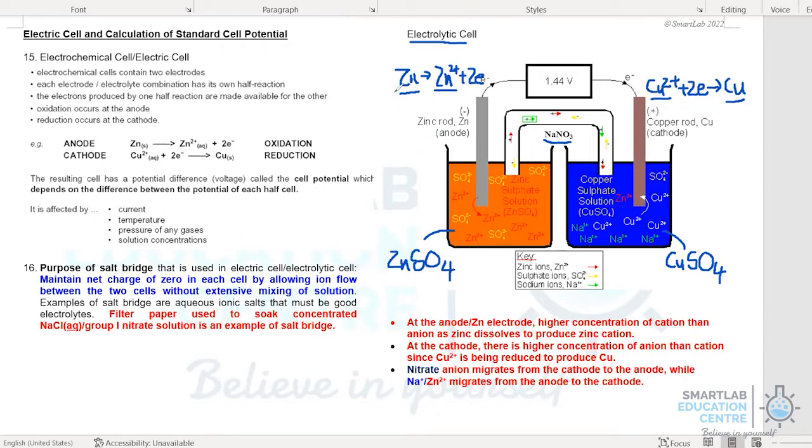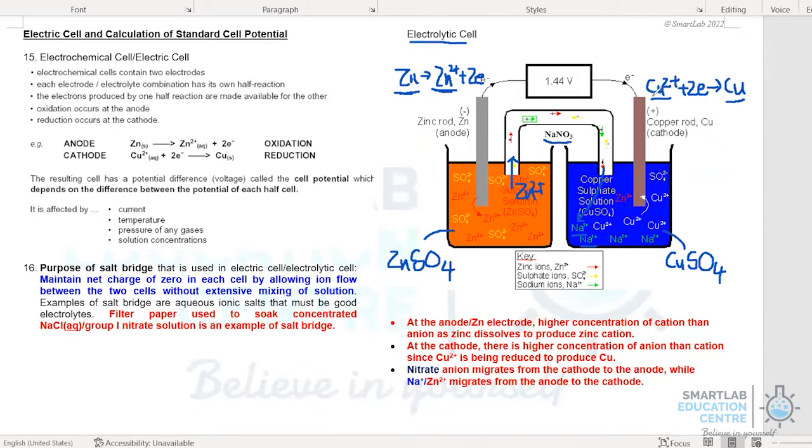So as the reaction proceeds at the anode, where zinc is oxidized to Zn2 plus, we know there will be more cation than anion in the left half cell. Therefore, because of that, Zn2 plus will get onto the salt bridge. As a consequence, the Na plus from the salt bridge will be released to the right half cell.